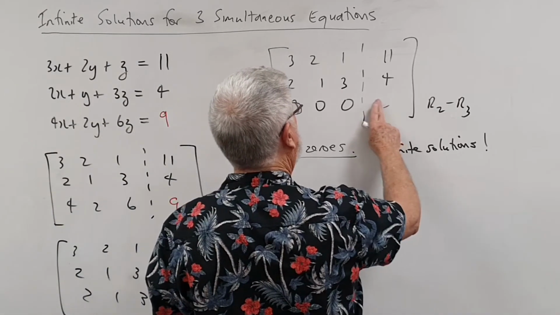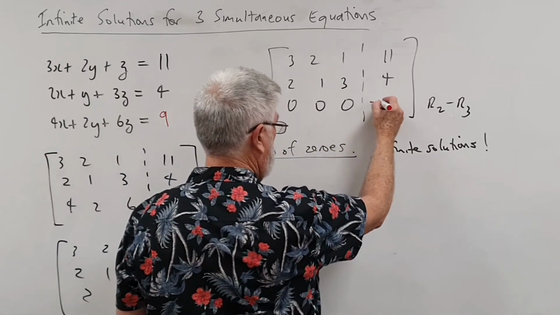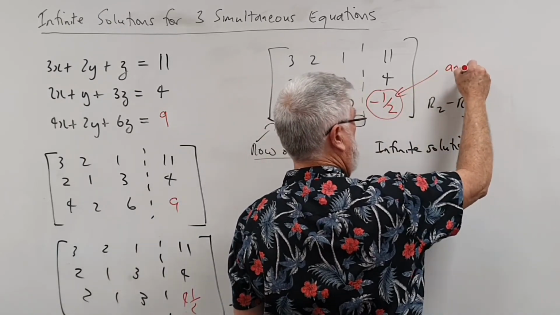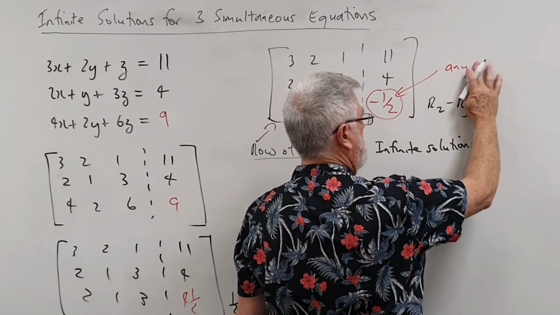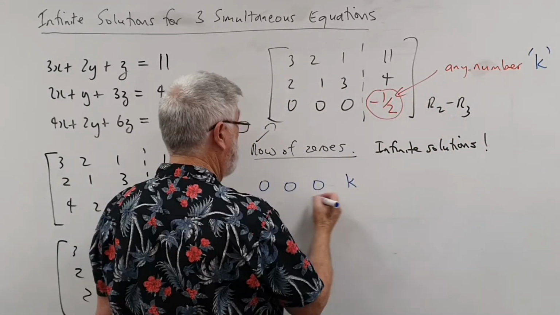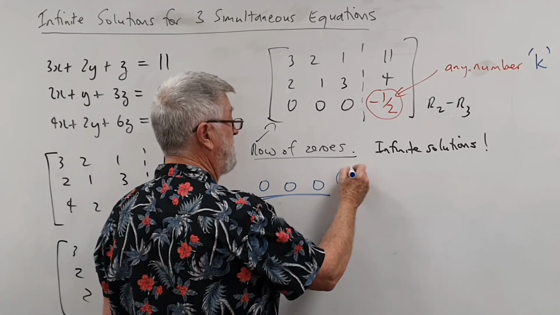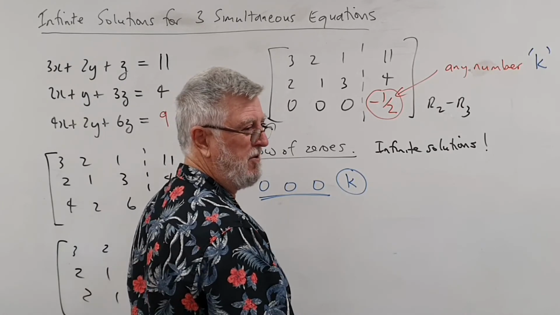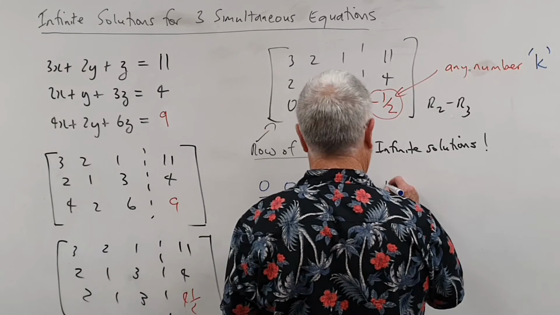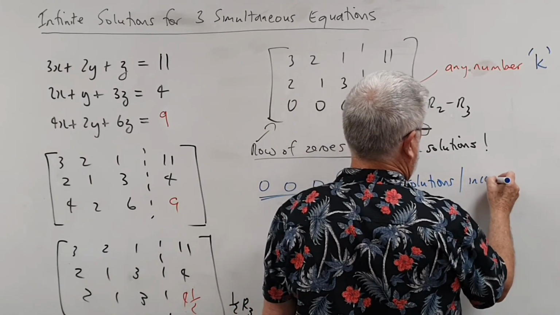And that ends up being, in this case, row 2 minus 1/2, sorry, -1/2. So if we get any number here, which letter are people going to use for it? Want to have a guess? A lot of people use K. So 0, 0, 0, something. So it's a row of zeros almost, with something. What does that tell us? Say it. Inconsistent. Yeah. No solutions. And I'll write down that it is inconsistent.